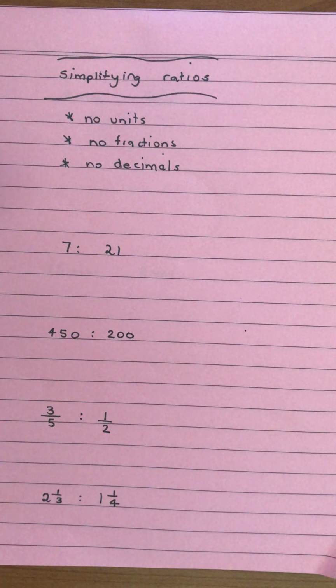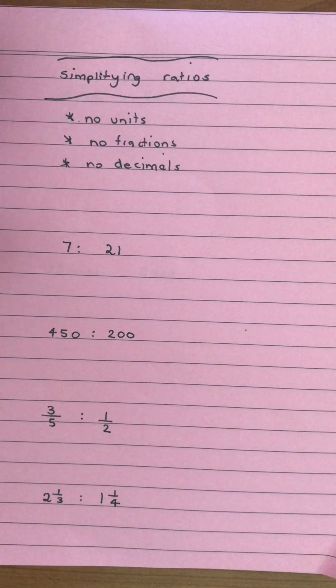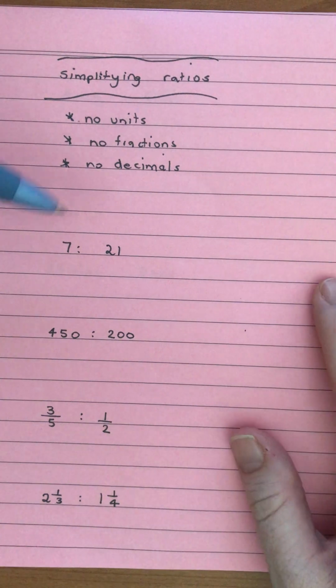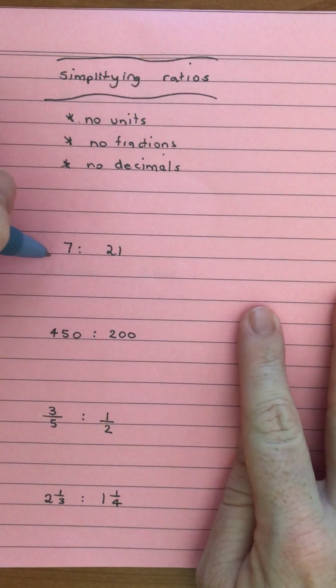So for simplifying ratios, we need no units. Ratios don't have units in them. We don't want to have any fractions, and we don't want to have any decimals. So for the first one, we've got 7:21. So we don't have any units in there, we don't have any fractions, we don't have any decimals, but we do have a common factor between the 7 and the 21, and that's what we'll deal with first.